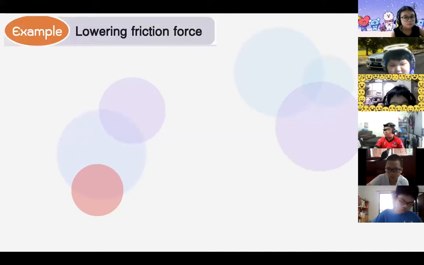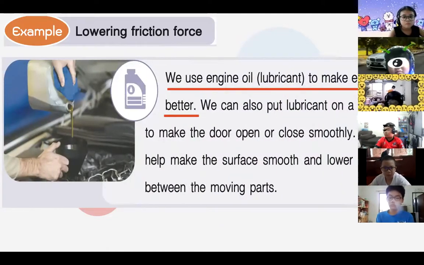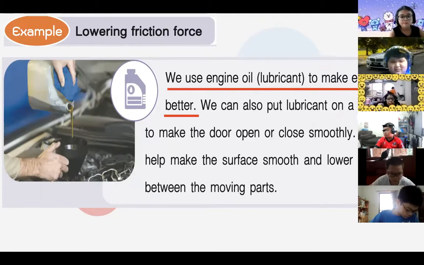Examples for lowering friction force: when friction is lowered, your movement becomes smooth, easy and fast. For example, we use lubricant like engine oil. The movement of the engine's inside components becomes easier and smooth.